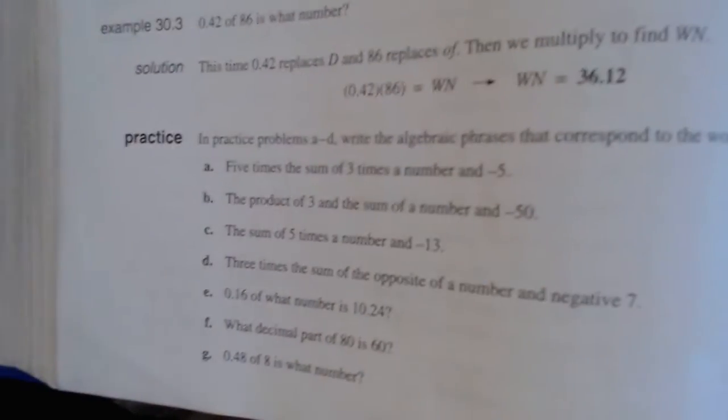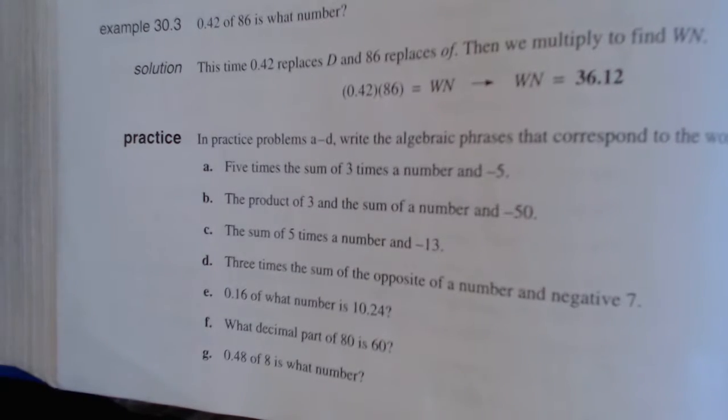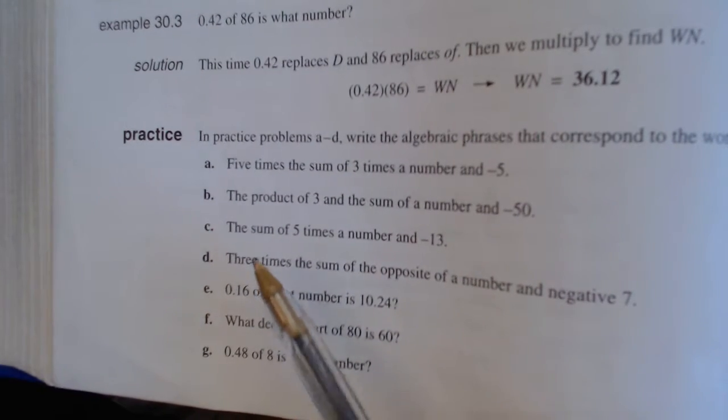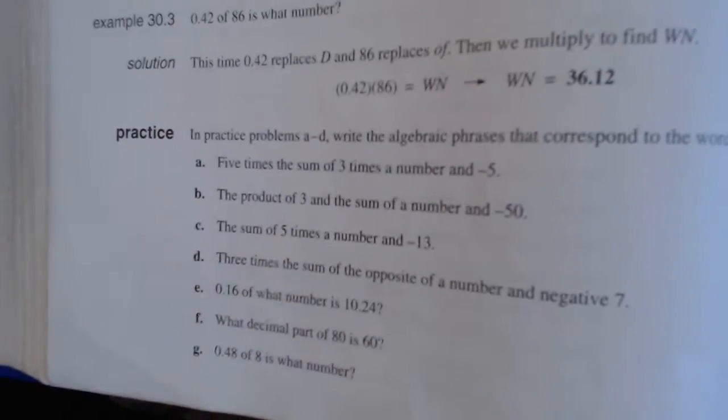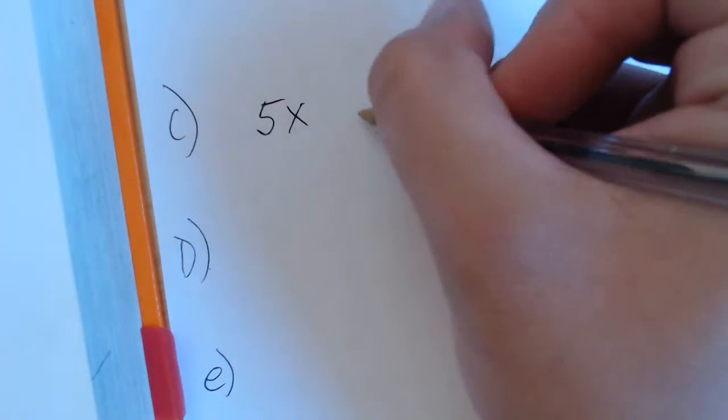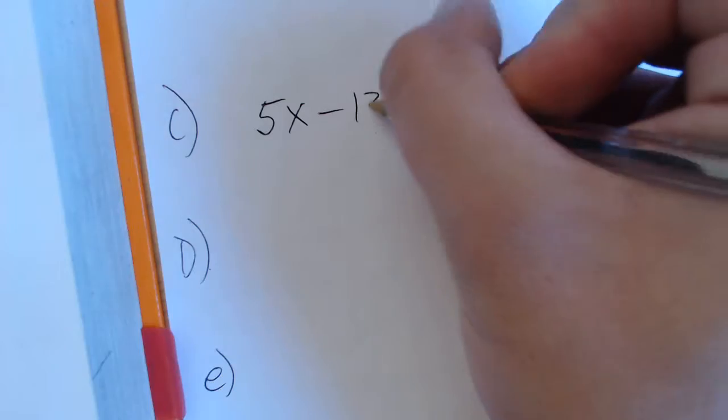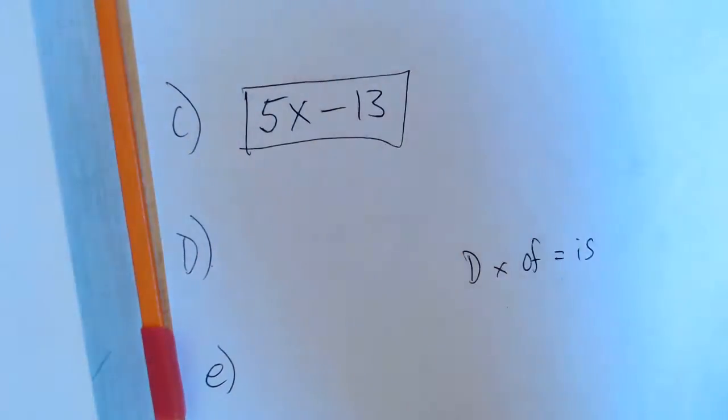Moving on to C. We have to do the sum of 5 times a number and negative 13. So we have to add 5 times a number and negative 13. Since we're doing a sum, the first number we're going to add is 5 times our unknown number, which we'll call x this time, and then it's being added to negative 13, or we can just put 5x minus 13, and that's what C is going to be. You guys will get better at doing these as you go along throughout the school year, so we're going to constantly build on this skill of turning these words into algebraic expressions.